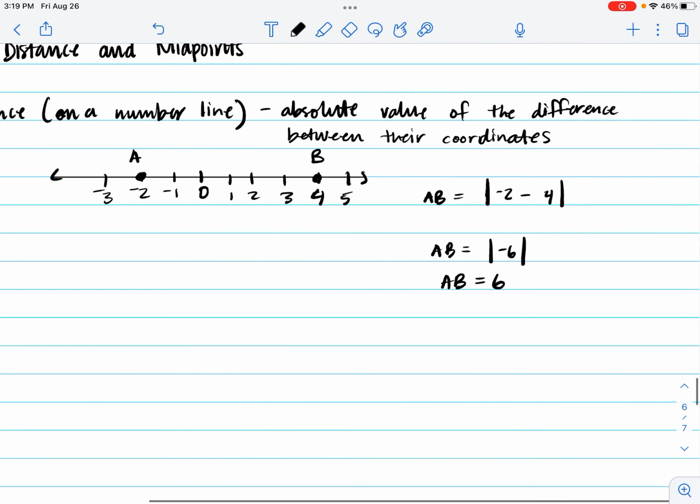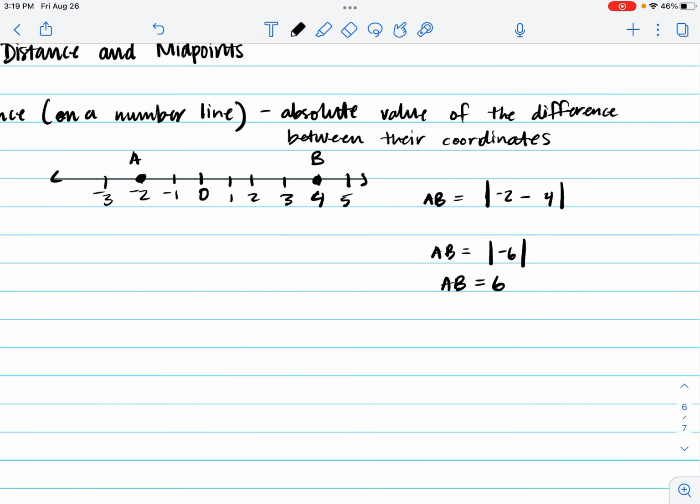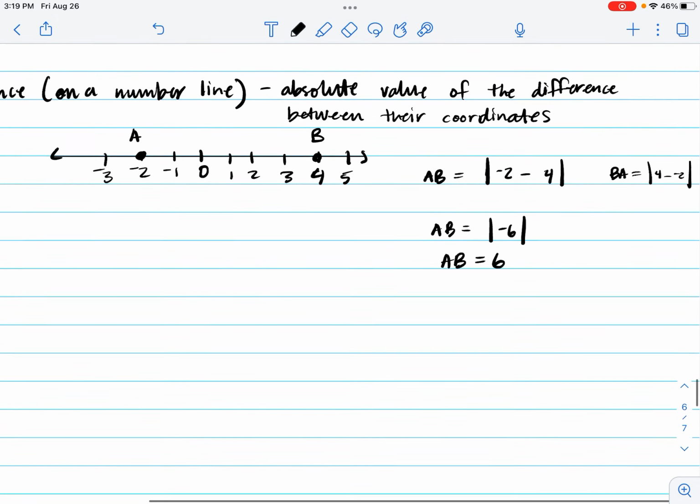And this is the important part, that we turn all absolute values into their positives, because there's no such thing as a negative distance. You cannot go -6 units or 6 blocks or what have you when it comes to distance, okay? And it also works the other way around. If I went from B to A, it would still work out. So if I said BA and find that distance, we would say the absolute value of 4 and -2, and it's a difference, so we put a minus sign between it.